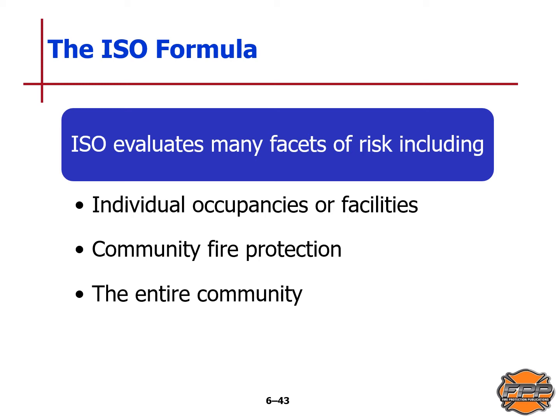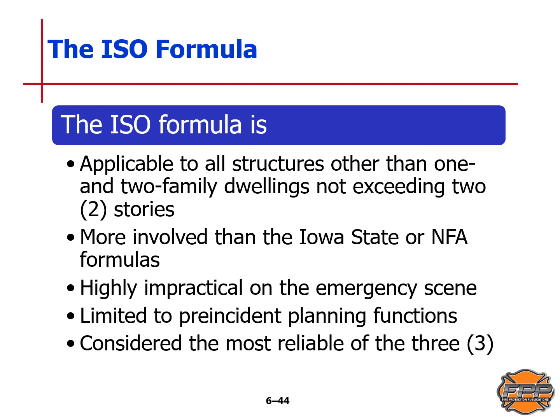ISO evaluates many facets of risk, including occupancies or facilities. It looks at community fire protection, the entire community, and individual occupancies or facilities. The ISO formula is applicable to all structures other than 1 and 2 family dwellings that do not exceed 2 stories, and it is more involved than the Iowa State or NFA formulas, and is very impractical when you're actually on scene. So it's limited to pre-incident planning functions, but it is considered the most reliable of the 3.